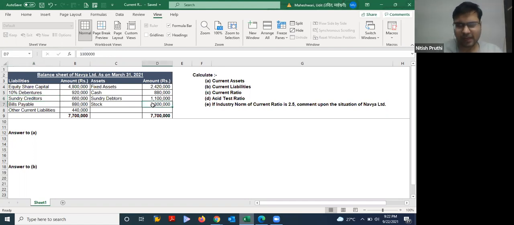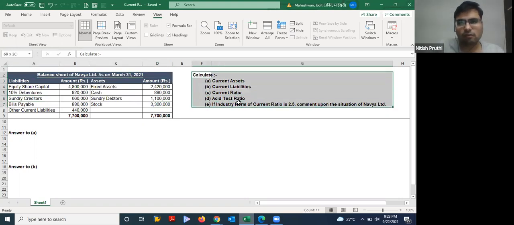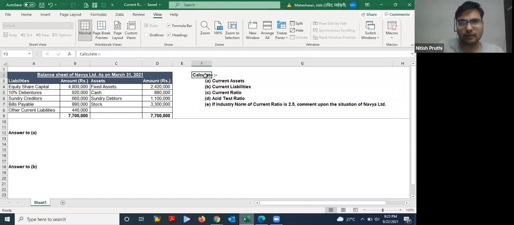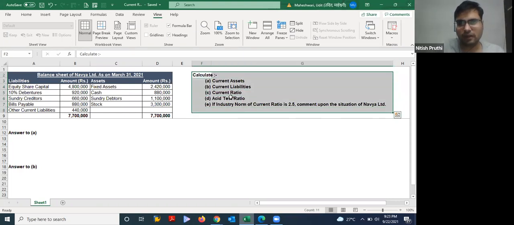Now, here is a short trick to solve any particular question in exam. Instead of reading the question at first, you should start by checking what the question demands. I mean to say, what it actually requires you to answer. Here you can see in the calculation part, it has 5 parts. So 5 things are required to calculate.